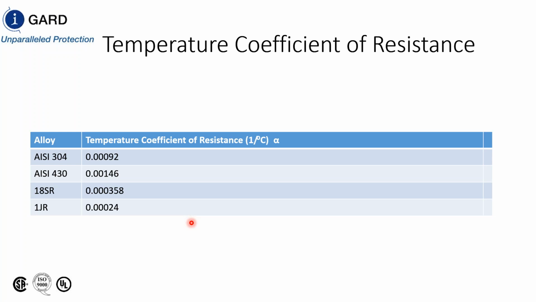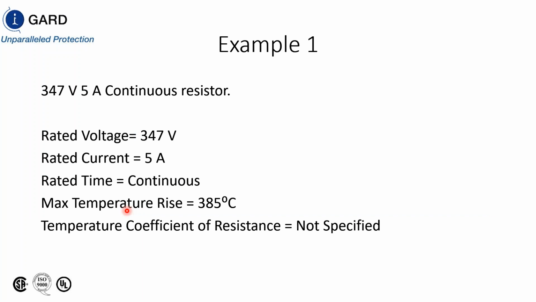Stainless steel 304 has a temperature coefficient of resistance of 0.00092. 430 stainless steel has a temperature coefficient of resistance of 0.00146. 18SR is 0.000358, and 1JR is 0.00024. These all seem like relatively small values, but let's try applying these values and see what happens on a resistor.